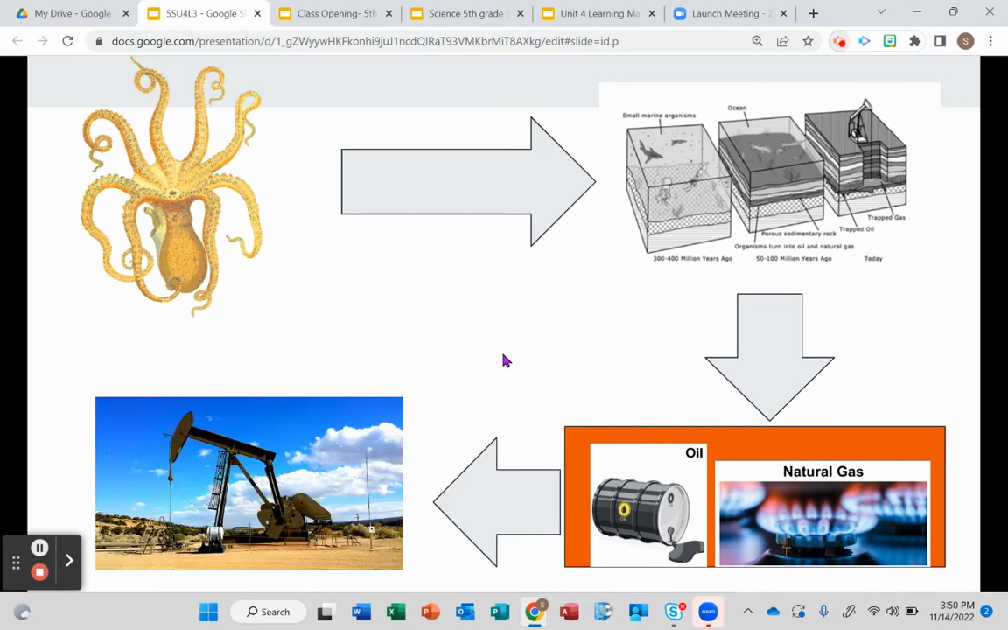And how we extract this type of fossil fuel is from oil mining or drilling, or sometimes we call it fracking as well. And this is what it looks like. They essentially drill deep into the earth and extract this liquid, because this whole process takes millions of years to happen. So it takes millions of years for a decaying animal to turn into natural gas or oil. And then we extract that from the earth to help us produce energy.